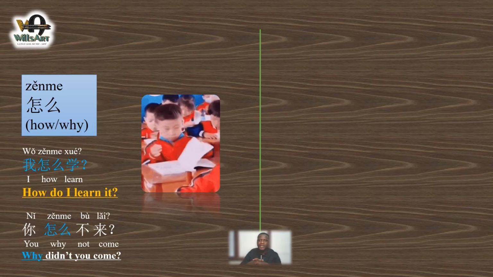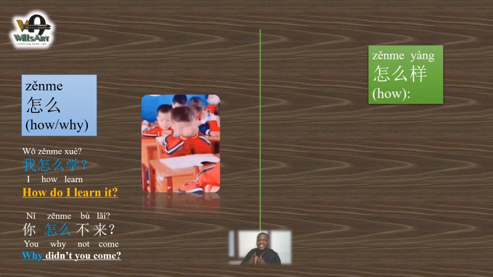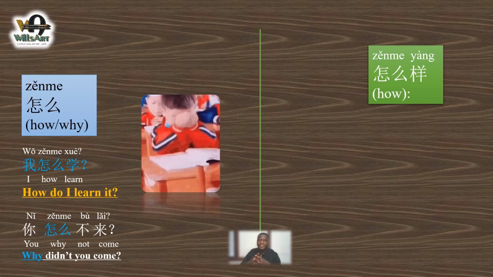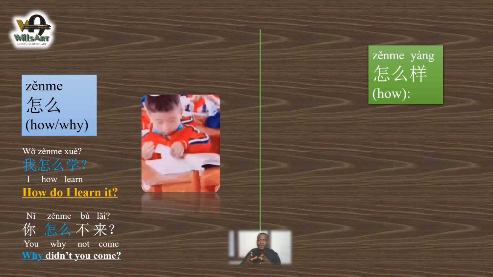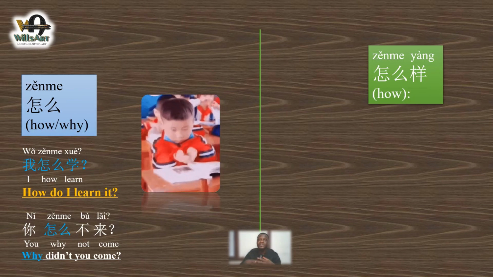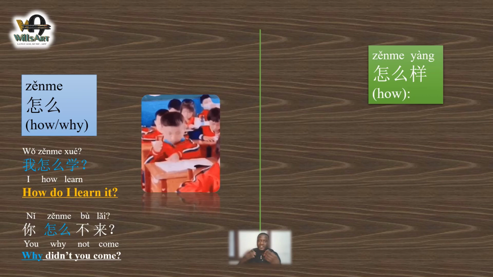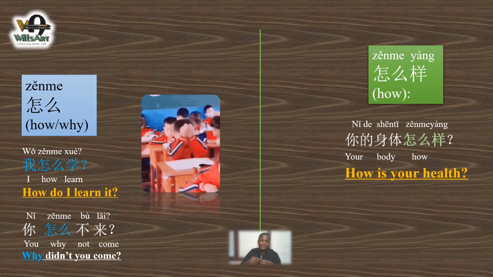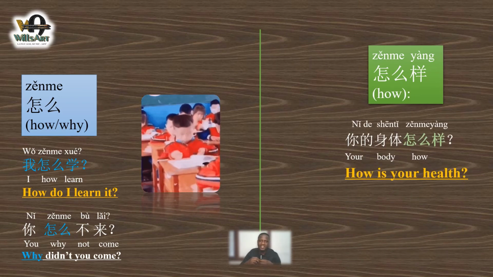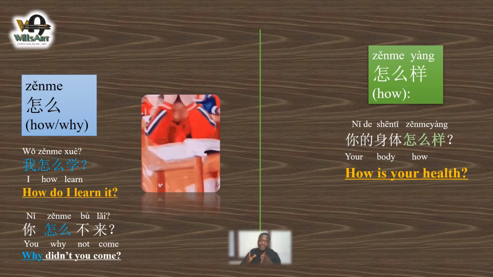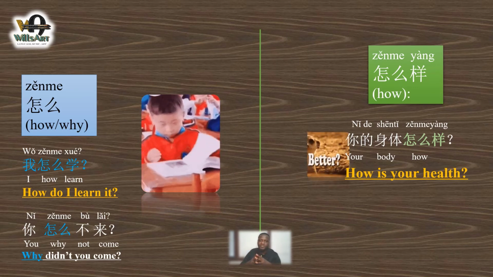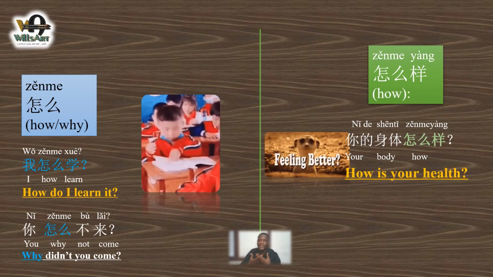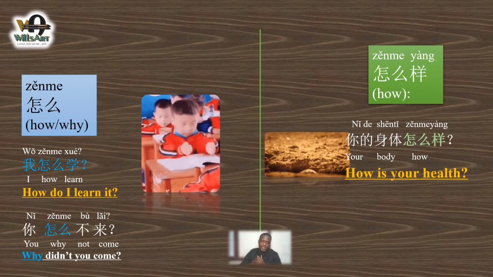Then we have 怎么样. 怎么样 means how. Well, in this aspect, it means how when you're asking about someone's condition or the condition of something. For example, 你的身体怎么样? 你的 means your, 身体 means body, and 怎么样 means how, which means how is your health, or how is the body?